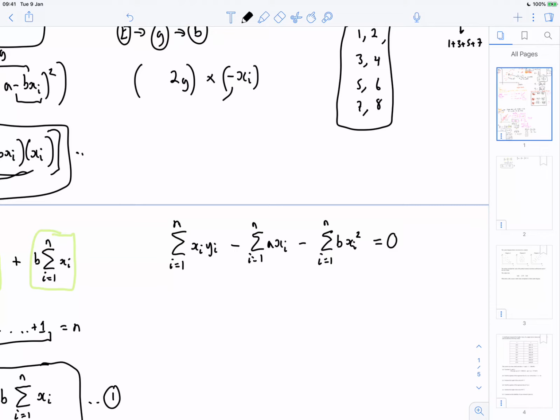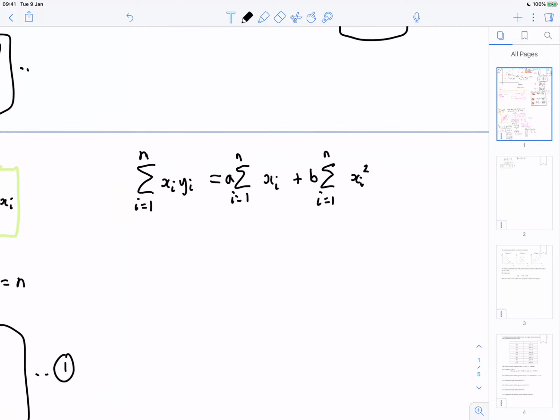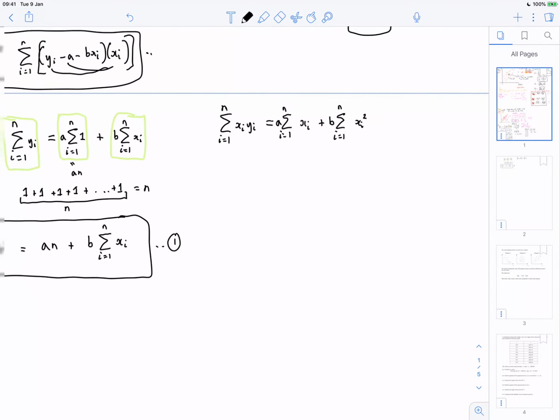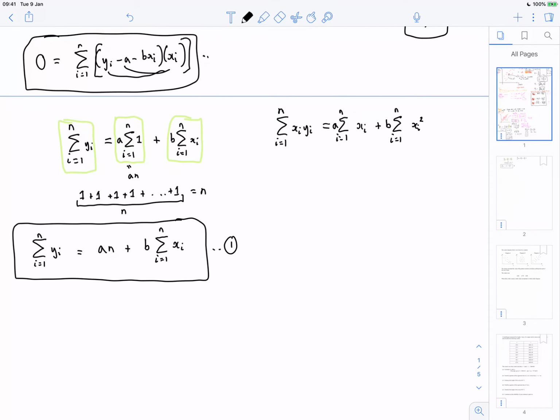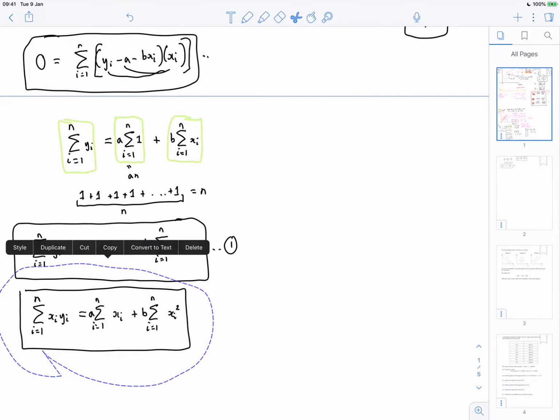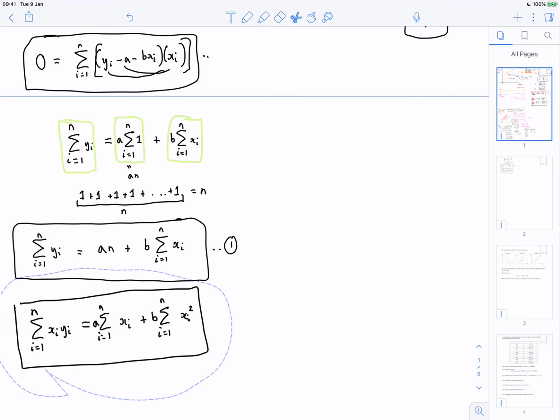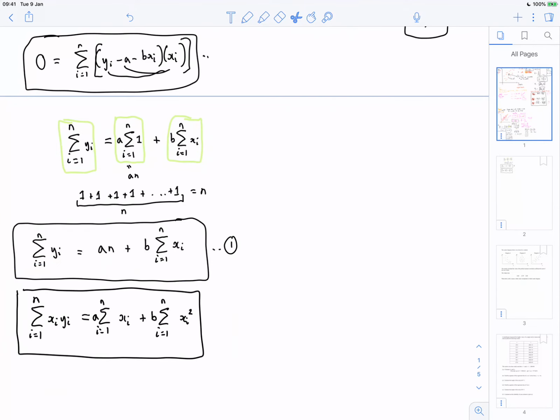And for a similar reason, I've got these two negatives, so I might as well get them to the other side to make them positive. So this equals this. For similar reasons, a and b are both just constants, so I'll take them out and put them in front, like so. And if I just whack this thing down, like so. Let's make this a bit bigger. That is my second equation.